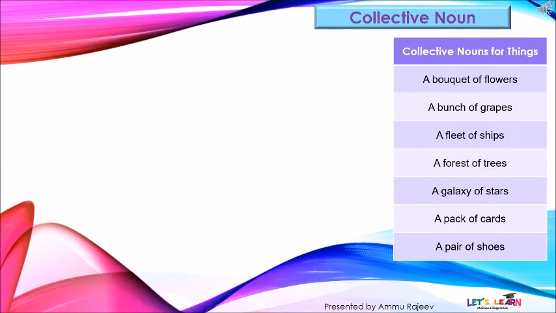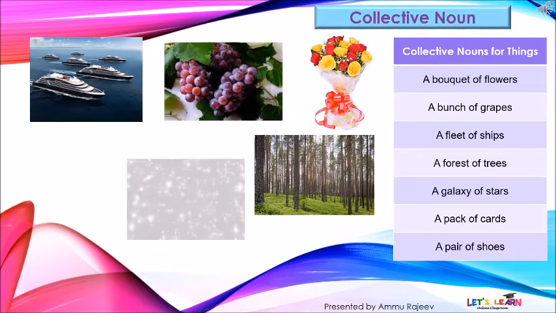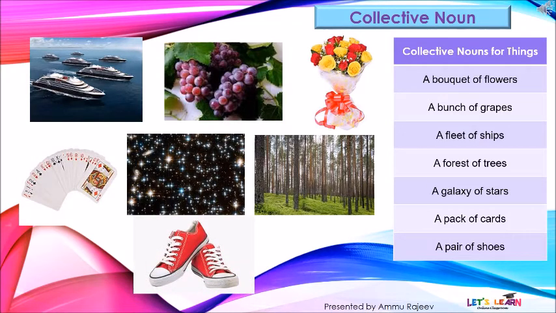Take a look at these collective nouns for things. A bouquet of flowers, a bunch of grapes, a fleet of ships, a forest of trees, a galaxy of stars, a pack of cards, a pair of shoes. Here too, the pictures are indicative of their respective collective nouns.